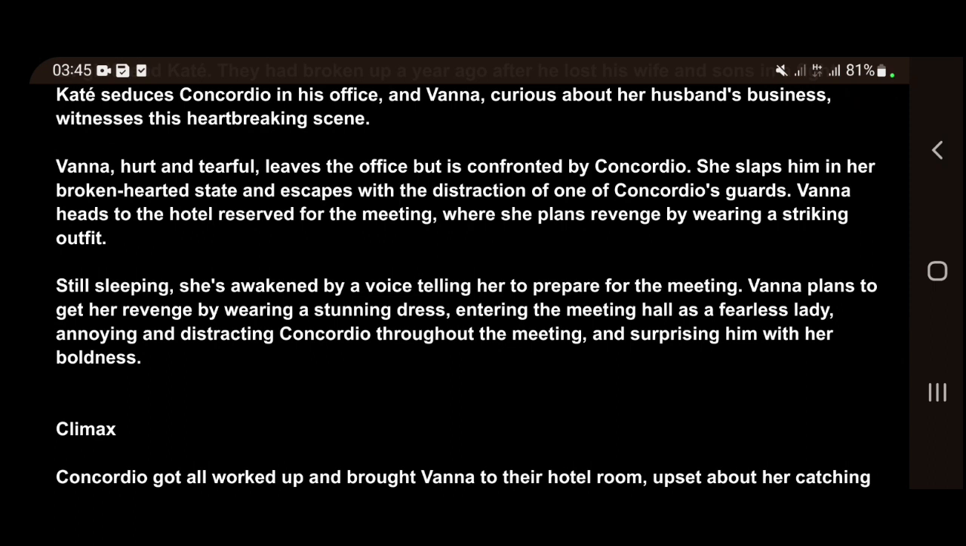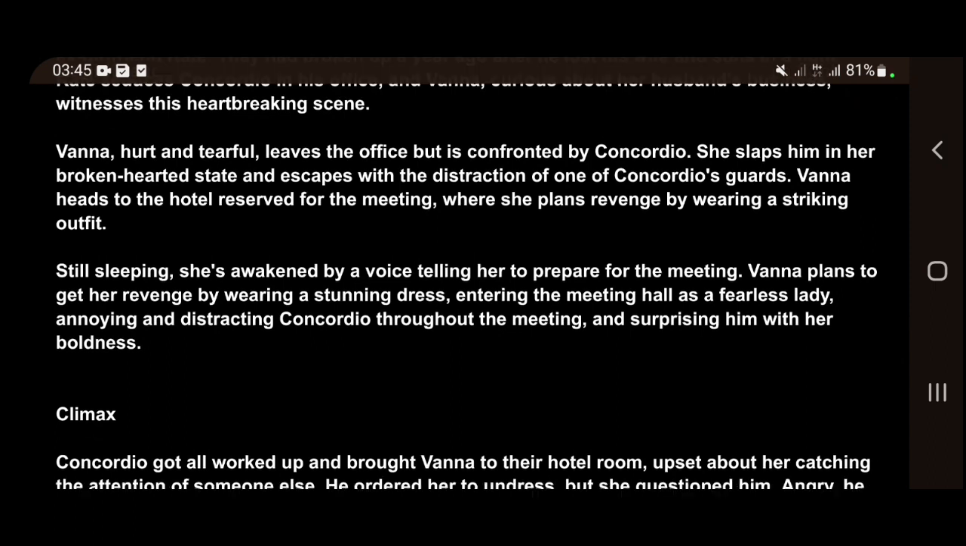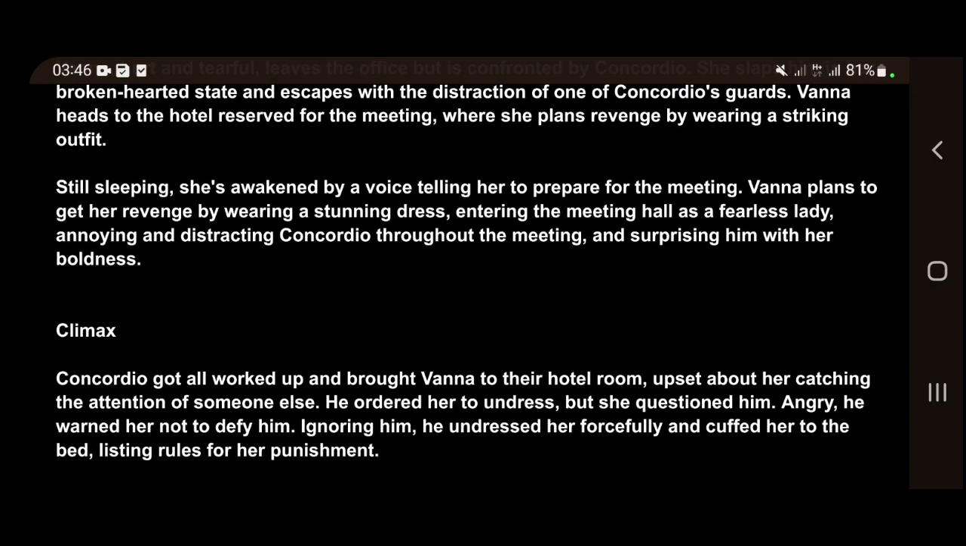Vena heads to the hotel reserved for the meeting, where she plans revenge by wearing a striking outfit. Still sleeping, she was awakened by a voice telling her to prepare for the meeting. Vena plans to get her revenge by wearing a stunning dress, entering the meeting hall as a fearless lady, annoying and distracting Kokodio throughout the meeting and surprising him with her boldness.